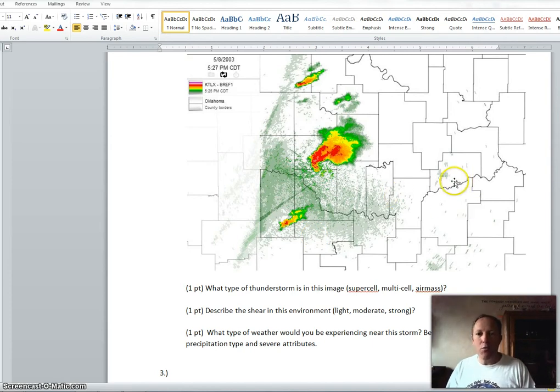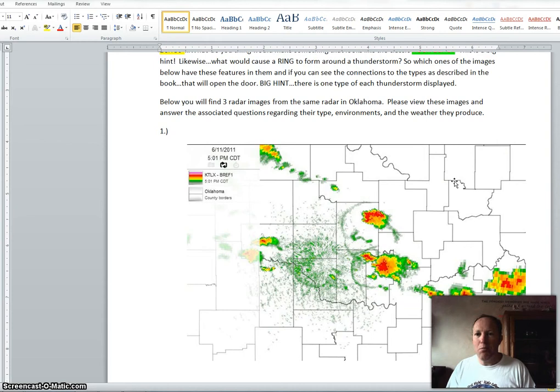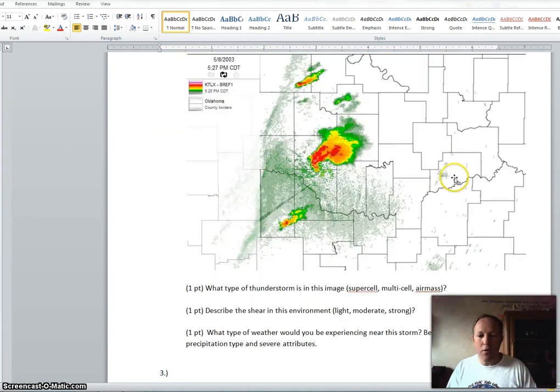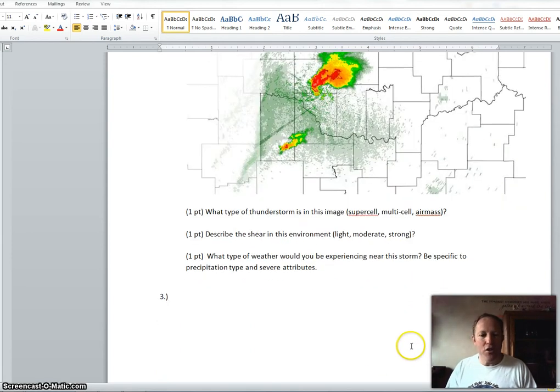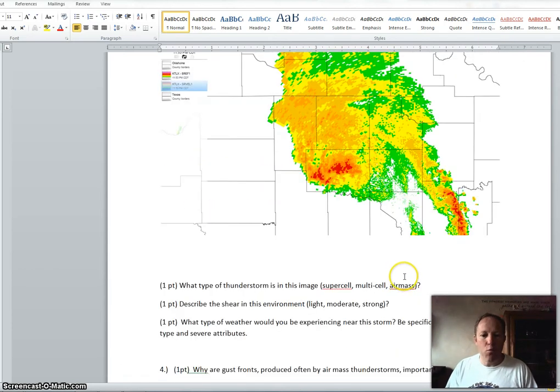Does it have other things that we looked at? Does it have a hook echo? If it's somewhere on there, where would we see that? That should give you an idea of what type of storm this is, what type of cell. Describe the shear environment with that type of cell that you pick. And again, what type of weather would you experience?